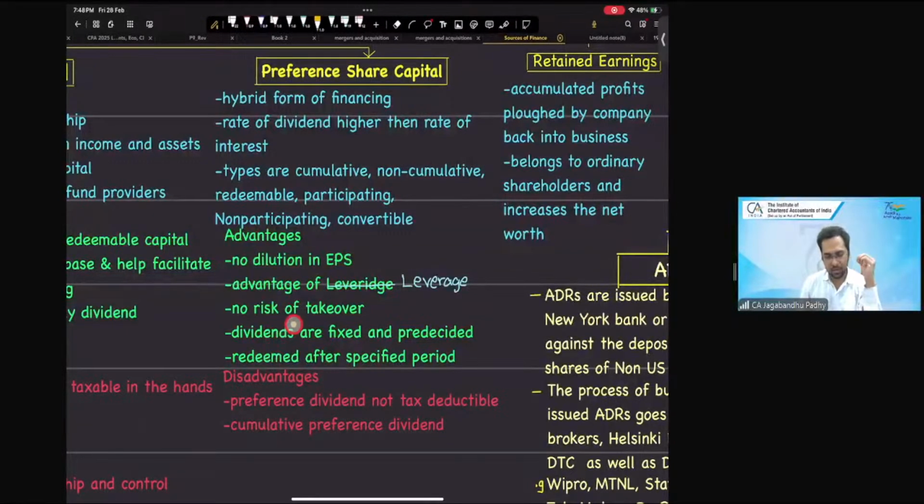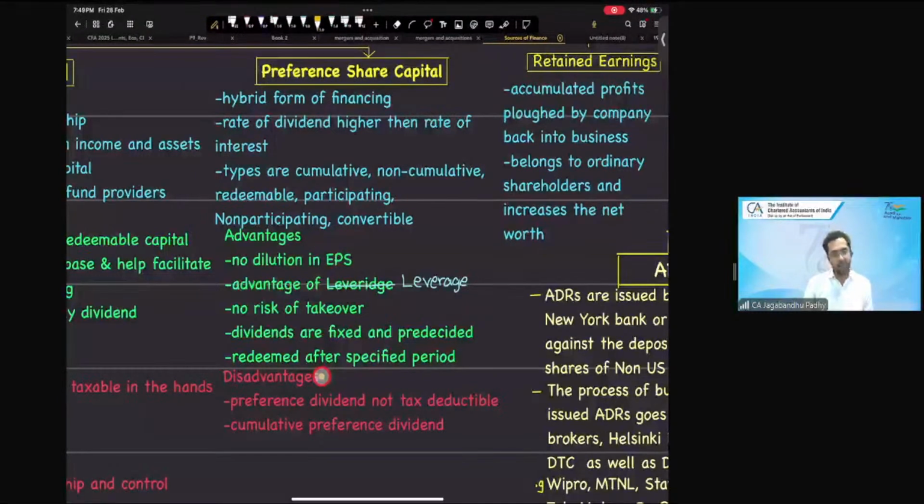Advantages and disadvantages. There's no dilution of EPS, because when you issue preference shares, your EPS is not going to get reduced. You will obviously get the advantage of leverage. There's no risk of takeover. If someone buys those preference shares, that person is not going to get voting power, and therefore there is no risk of takeover. Dividends are fixed and pre-decided, and redeemable after a fixed period.